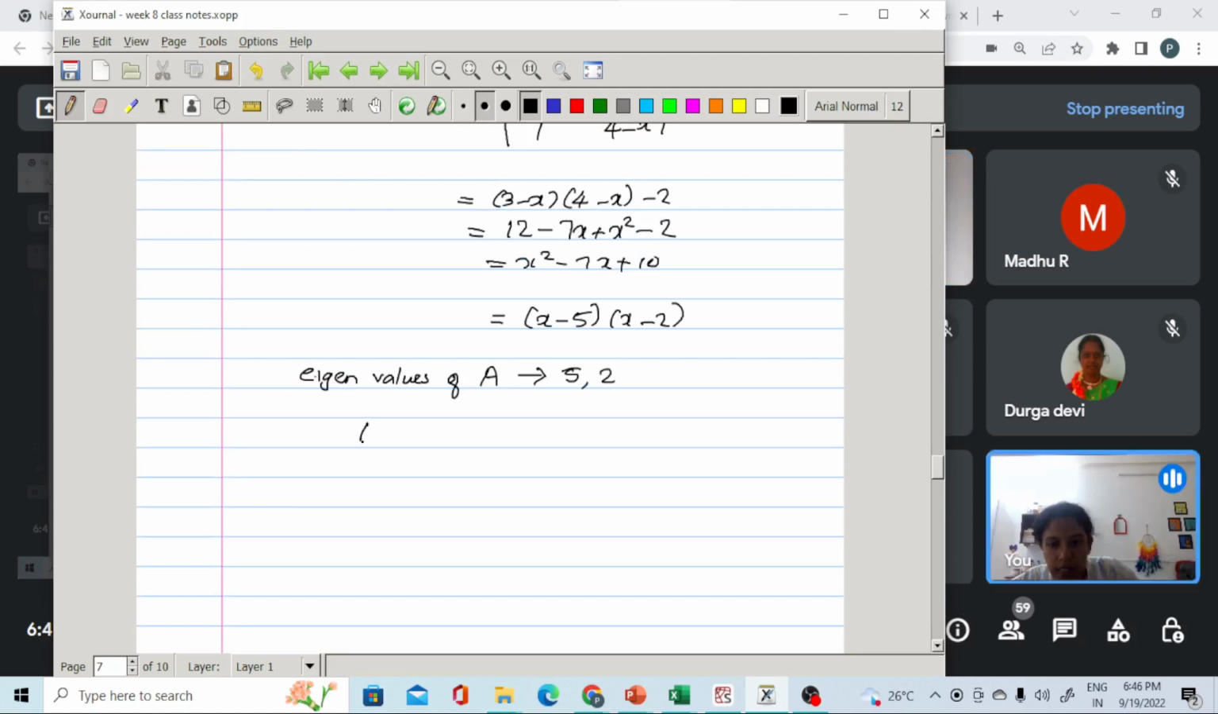What is the algebraic multiplicity of 5? 1. And algebraic multiplicity of 2? 1, ma'am. Yeah. What is geometric multiplicity of 5?